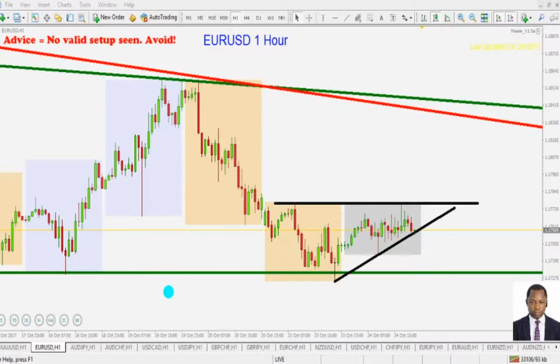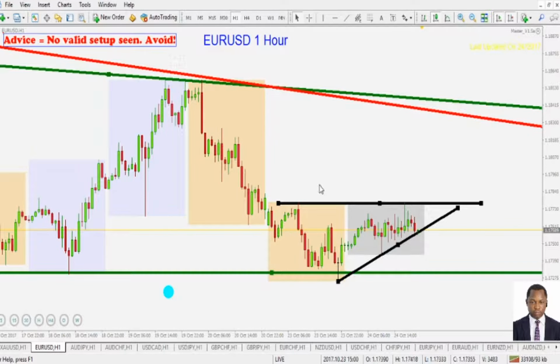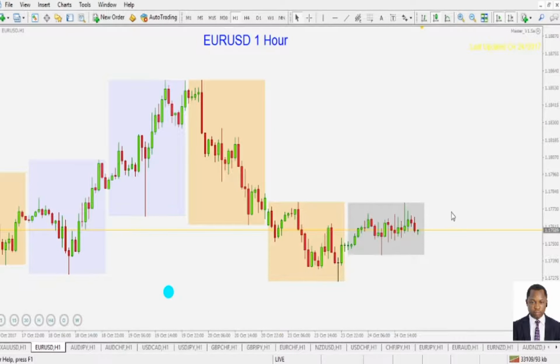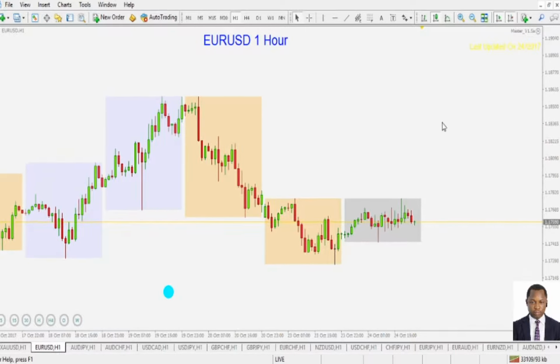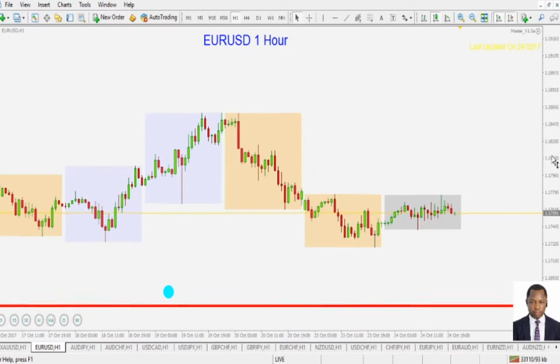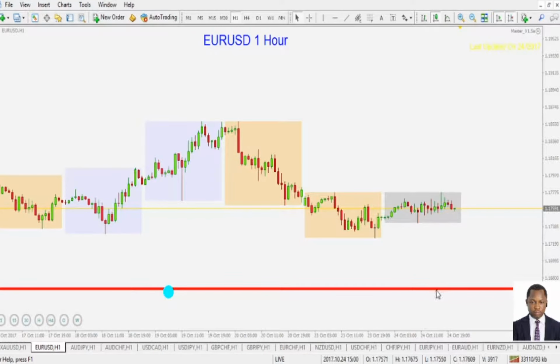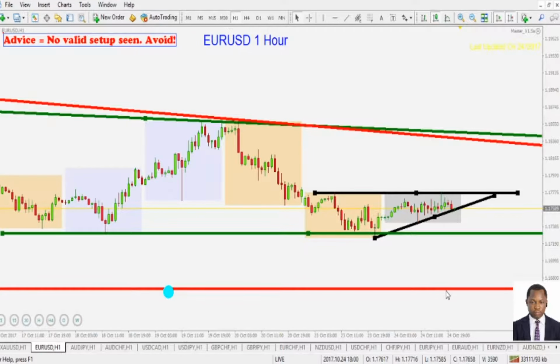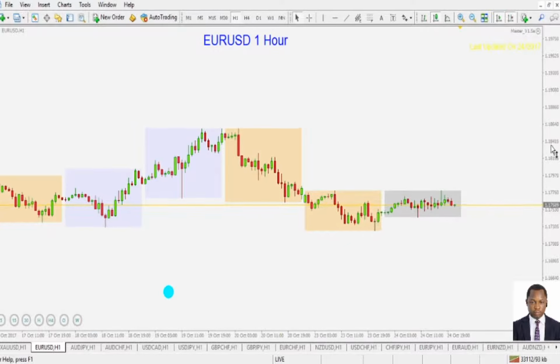Not much has happened, and if you take out all of these lines, let's just take them all out. All right, take everything out. Look into this chart. Let me scroll forward a bit and try to compress the chart. Looking into this chart for the past few days, 1, 2, 3, 4, 5, 6.